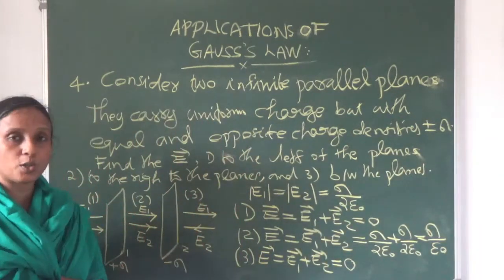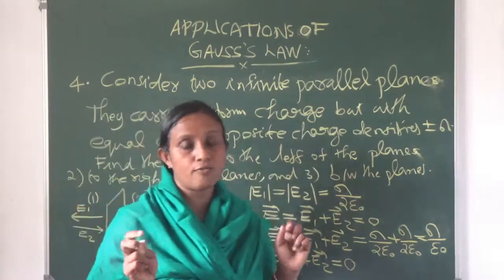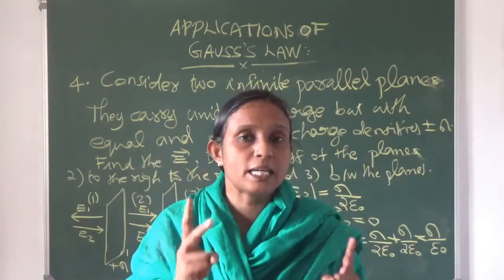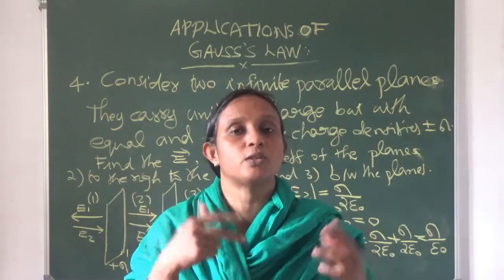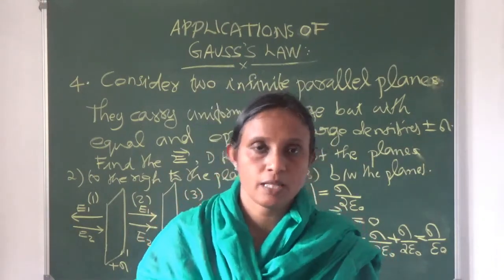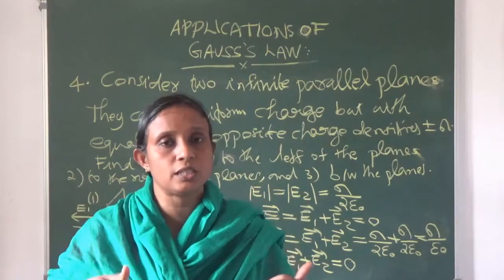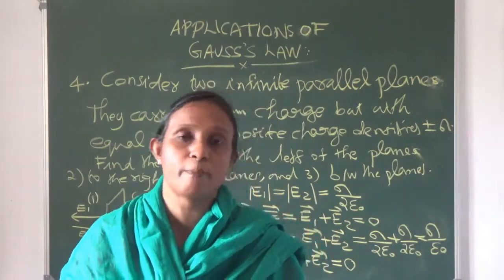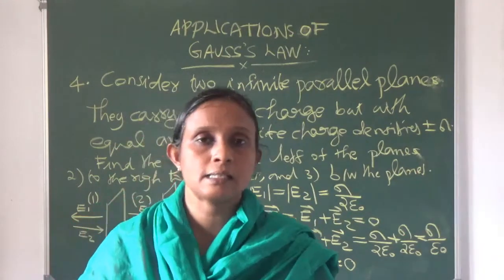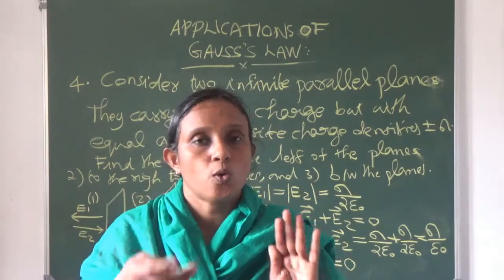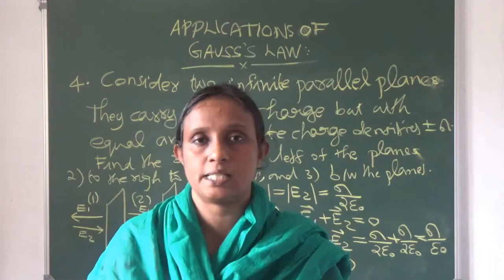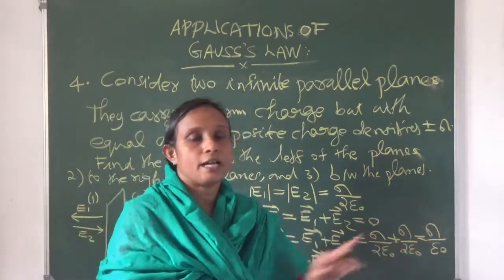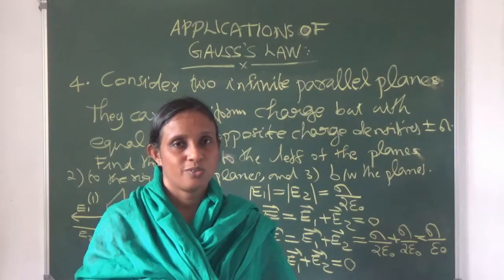So what is our conclusion? We can see that in the case of two infinite parallel planes with the same surface charge density but with opposite polarity, that means positive charge in one sheet and negative charge in the other sheet, both of equal magnitude, the electric field exists only in between the plane sheets. Okay, that is given by sigma by epsilon 0.